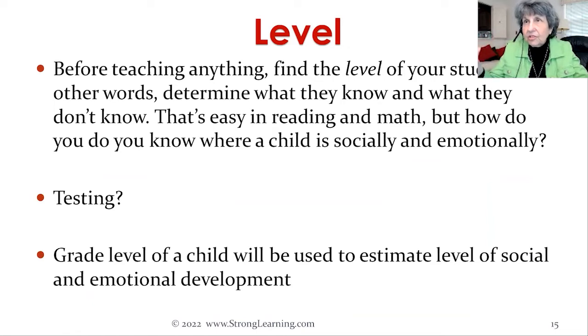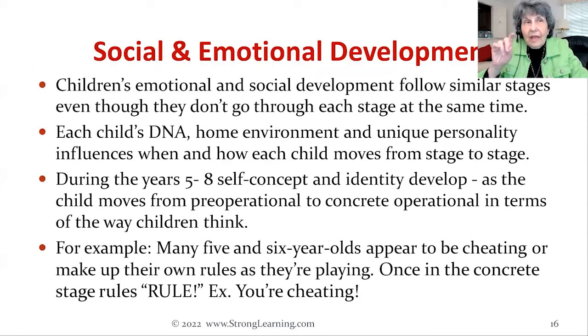What we did was we just divided the children up into grade levels because, bullet 1, children's emotional and social development follow certain stages. Even though they don't go through the same stage at the same time, they absolutely follow certain stages. They'll be a little different because, look at bullet 2, each child's DNA, home environment, or personality will influence where they are in moving from stage to stage. Bullet 3, important because this is the age group you're teaching: during the years between 5 and 8 is when self-concept and identity first develops.